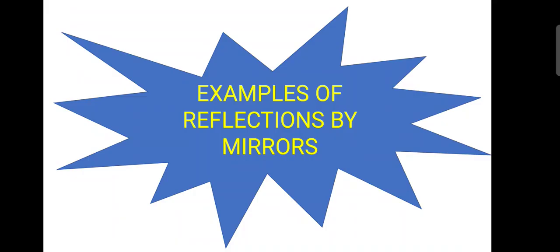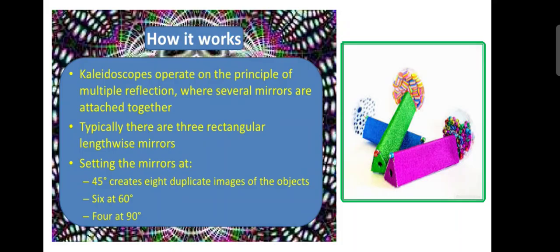Now children, a few more examples of reflection by mirrors we can see. So let us find out a few more examples. Yes. So now children, here we will see the kaleidoscope. And you know that a kaleidoscope works on the principle of multiple reflection, because there are many mirrors arranged in a box.